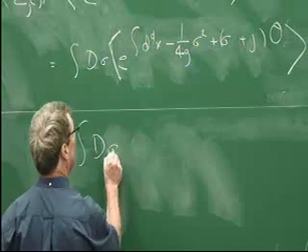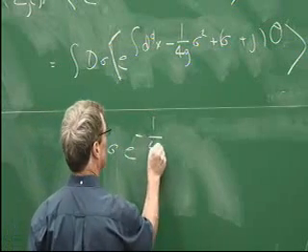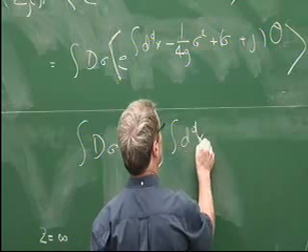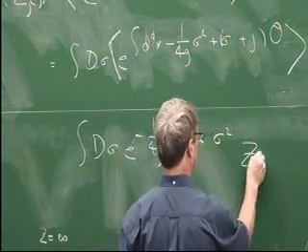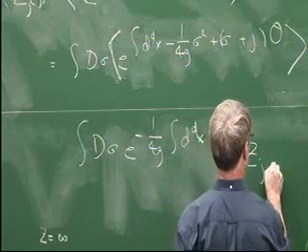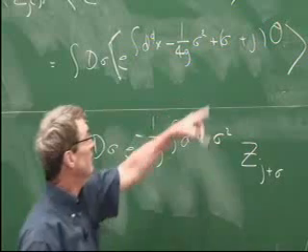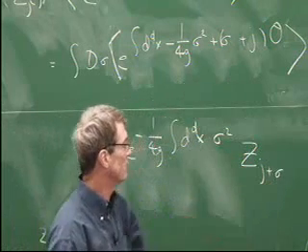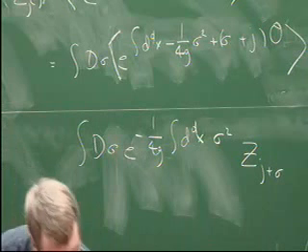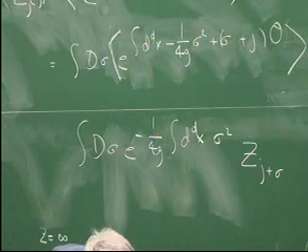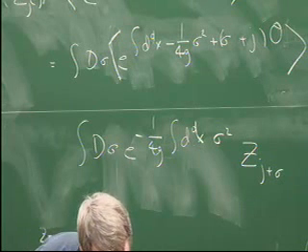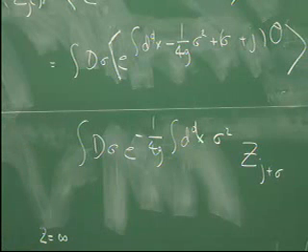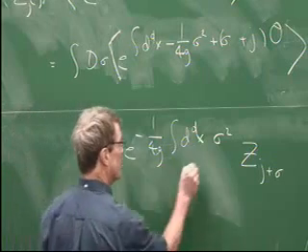Now the integral d sigma e to the minus 1 over 4g integral, and then the usual Z sub J plus sigma. Just the generating functional for the single trace correlators. Okay, now we can now do the sigma integral in the large N limit.